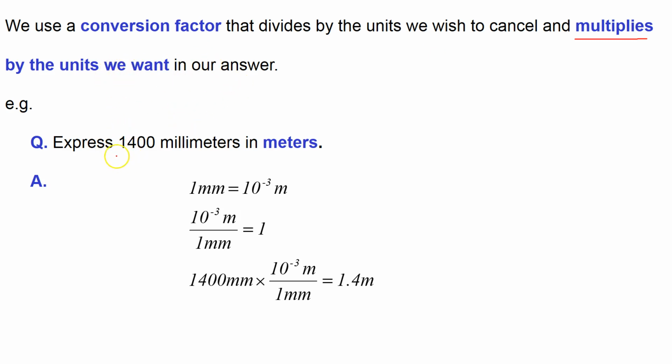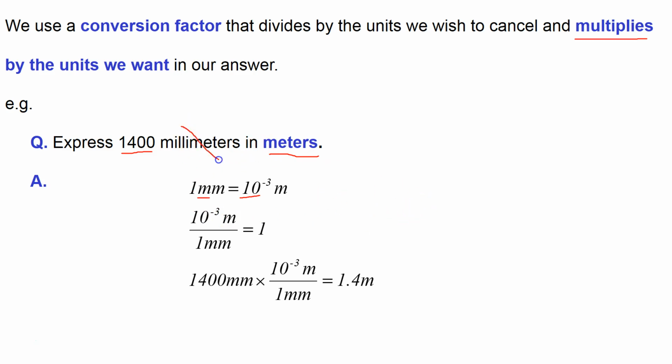So here's a real simple example of a metric to metric conversion. It says express 1400 millimeters in meters. The first thing I do is begin by writing the equality. I know that 1 millimeter is equal to 10 to the minus 3 meters. All I'm doing there is replacing the meaning of the prefix milli with the corresponding power of 10. So this is the equality that I'm going to reorganize to use as my conversion factor.